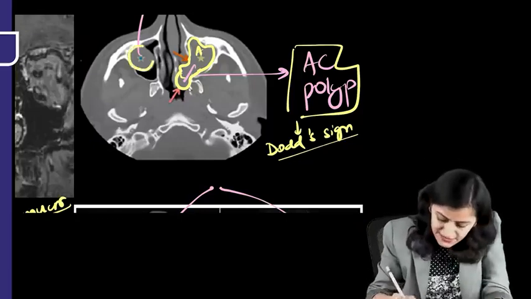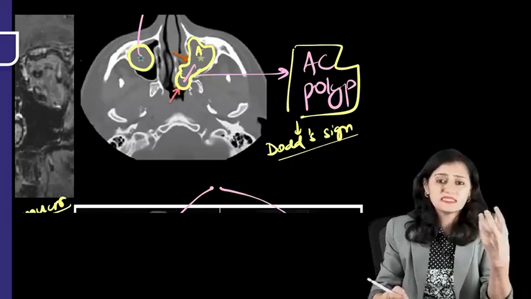What are we seeing here in the maxillary sinus? This is the mucus retention cyst.